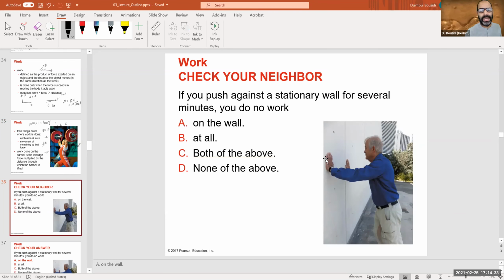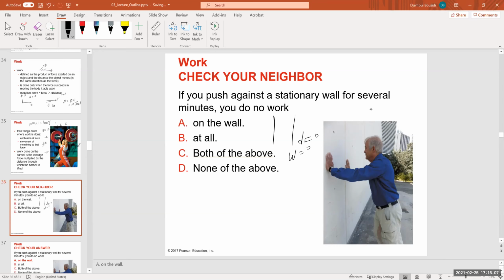Now, if you push on an object and the object doesn't move, are you doing work now? Does the object move? That's the question. Did the object move? No. Since the object is stable, not moving, in this case the displacement is 0, so there is no work. So this guy is not doing any work on the wall.